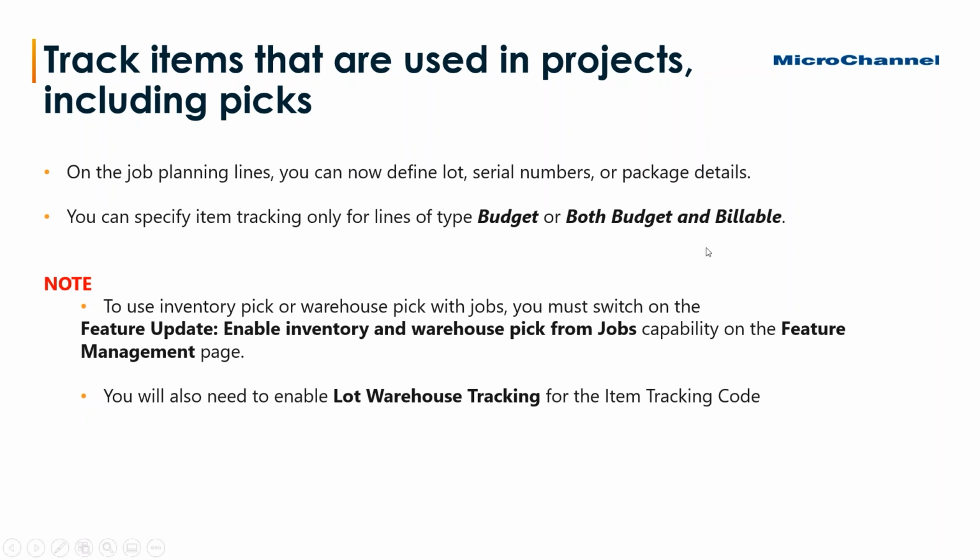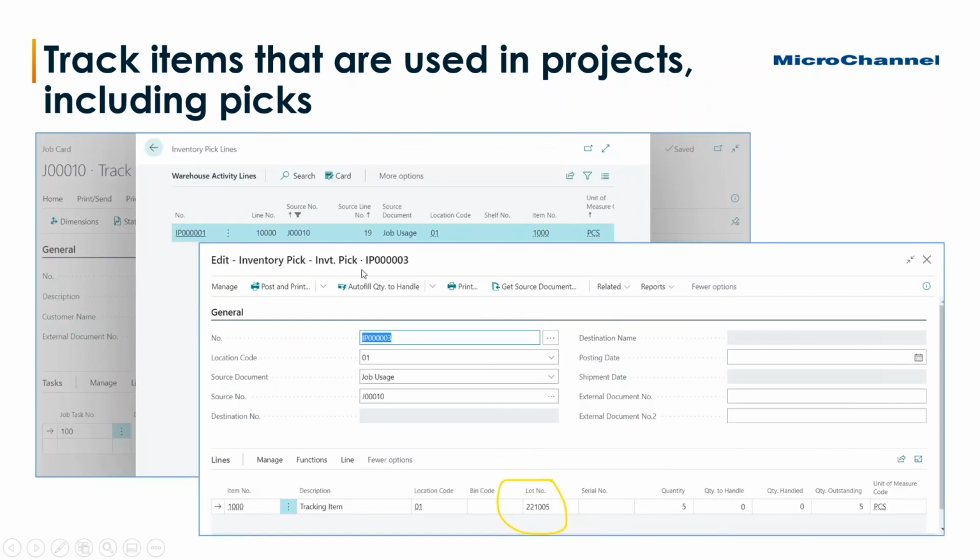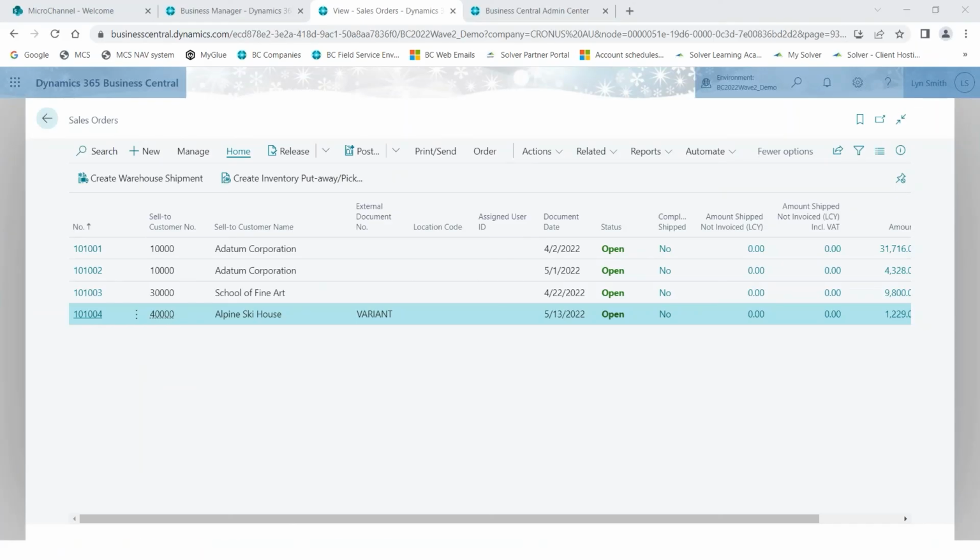But to use this, you do need to turn on in the feature management page the option called Enable Inventory and Warehouse Pick from Jobs. And what I did pick up when I was testing this out, you also have to turn on this thing called Lot Warehouse Tracking. So what this is allowing us to do is when we go to our jobs and get down to the lines, we can preset the lot numbers or serial numbers depending on what you're using. And when you're creating your inventory picks, it's coming up there by default. Let's go and have a look at all of that.